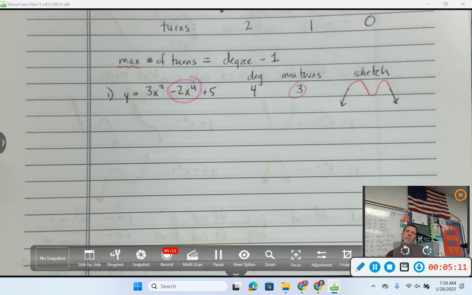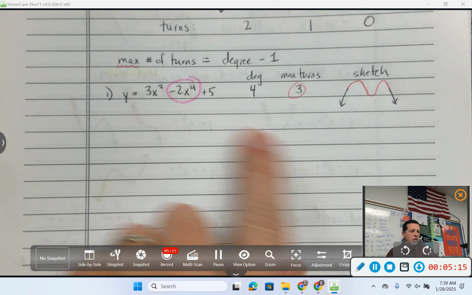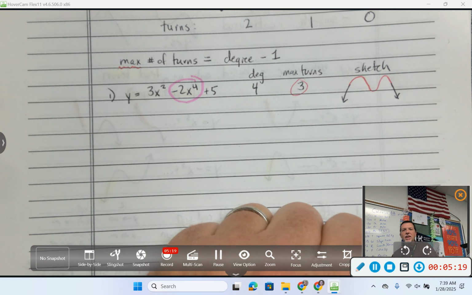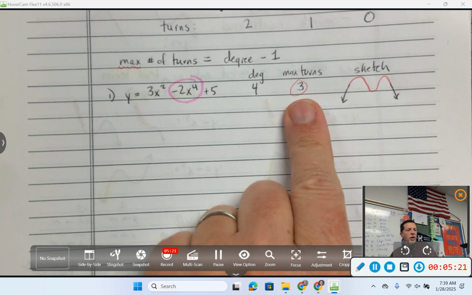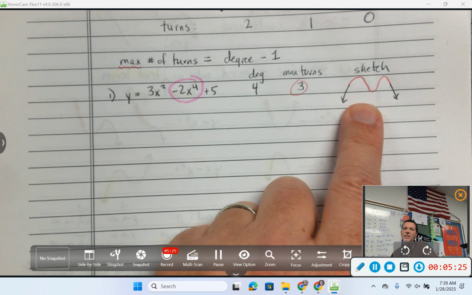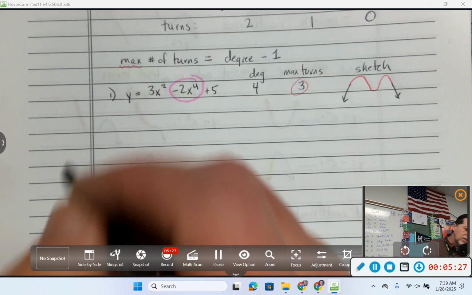So is that really what that graph looks like? Maybe, but we're just working on a sketch right now. We got to sort of build up to the exact thing. I know the end behaviors. I know how many turns it has. So it probably looks something like that. It's kind of as good as it's going to get for now.